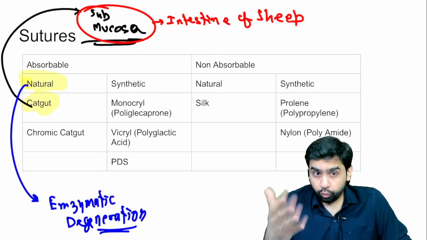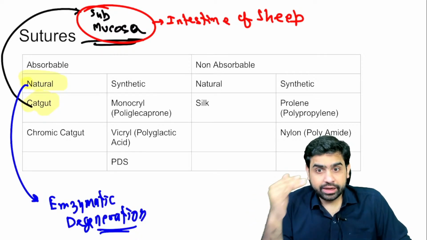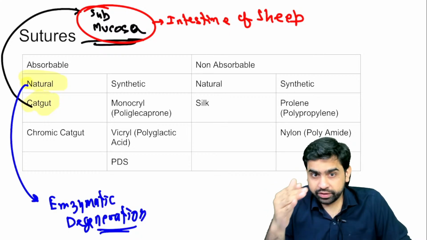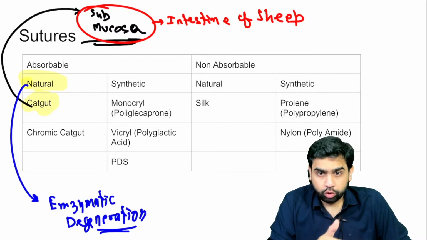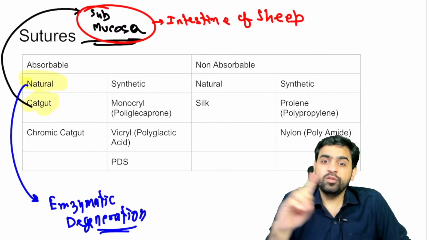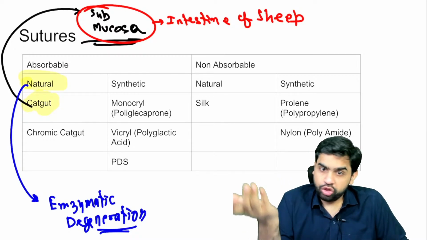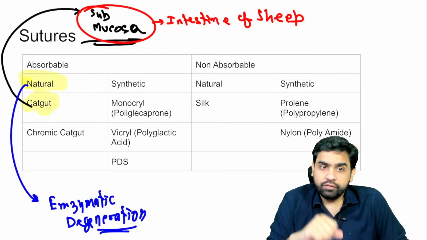Now, what is this chromic catgut? In the chromic catgut, we coated the catgut with chromic acid. This basically solved the problem of the absorption time, but it was not able to solve the problem of enzymatic degeneration because the tissue reaction was still more with this particular catgut.